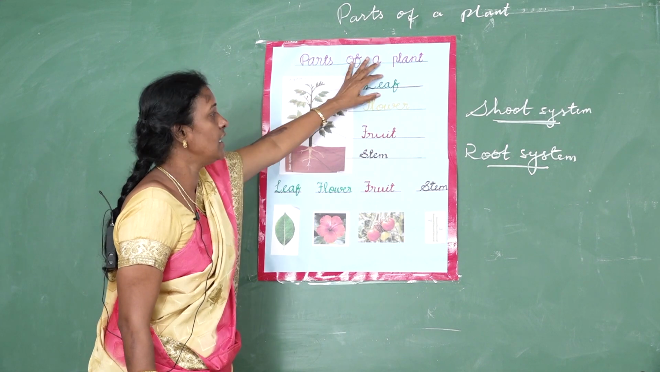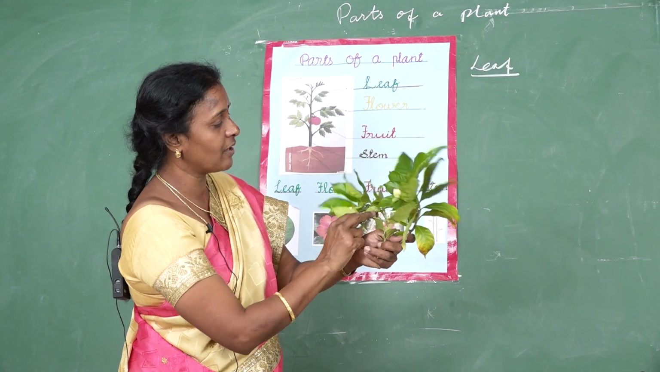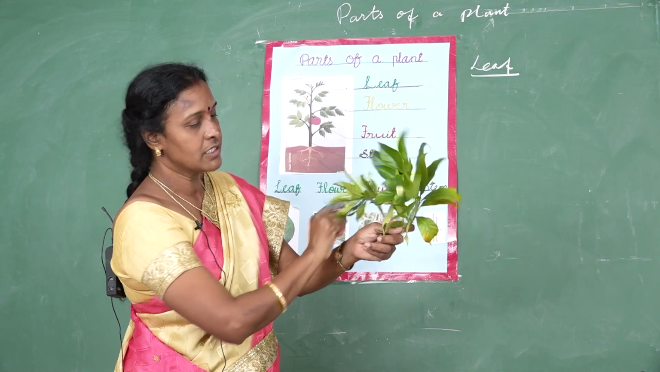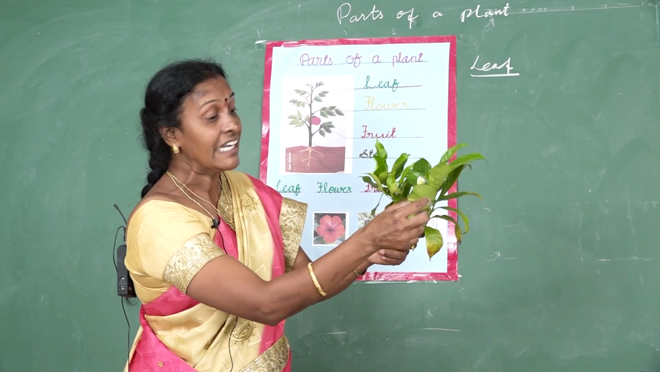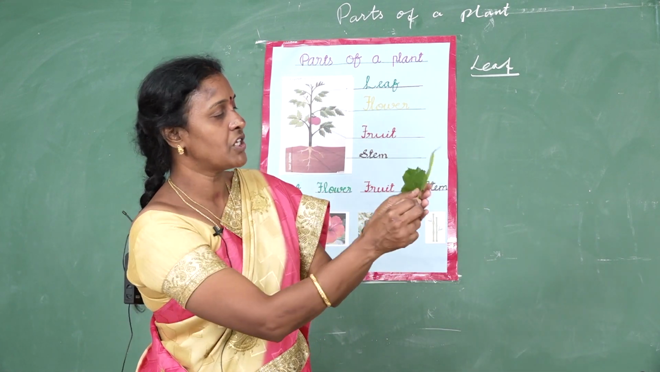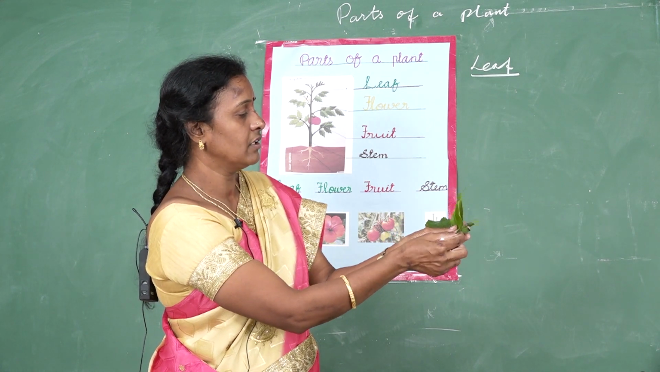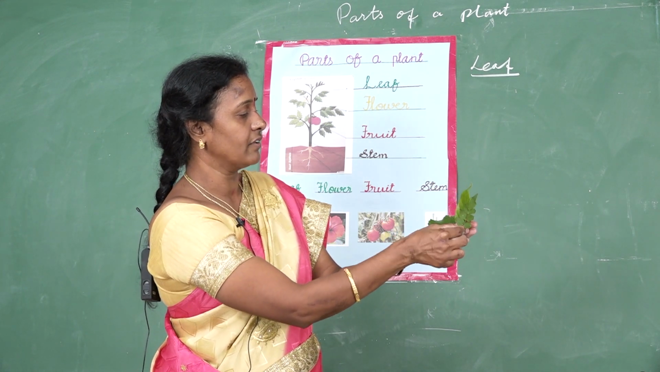First we will see about the leaf. It grows from the branches of the stem. Most are of different shapes. You see, all the leaves are different.